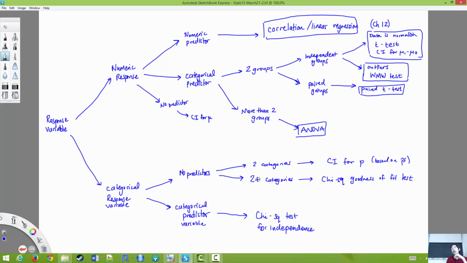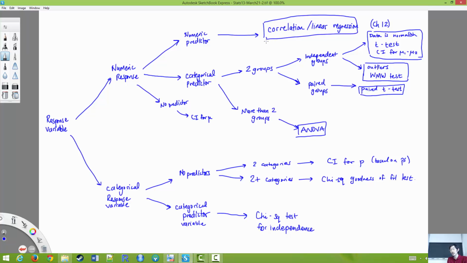I also want to point out it's important to note how the variables are measured as well. For example, if we took someone's age, and we wanted to know if age is related to another variable, let's say we're looking at age versus height. So we have a numeric response, which is height, and a numeric predictor, age. Then correlation would be appropriate.